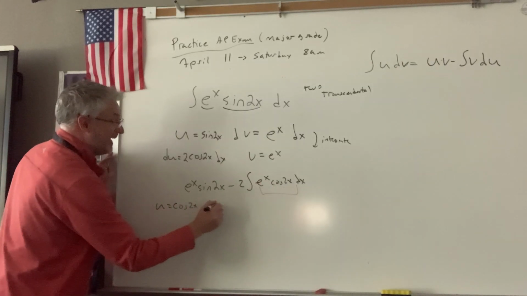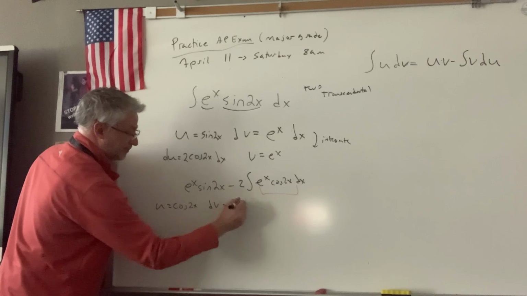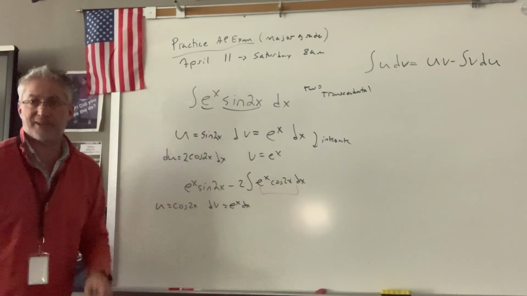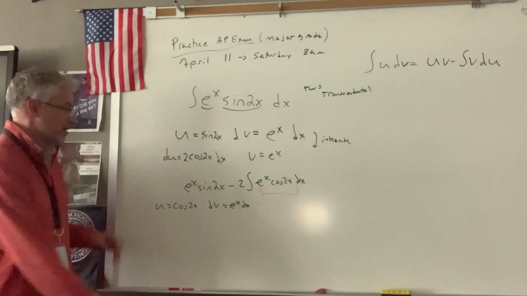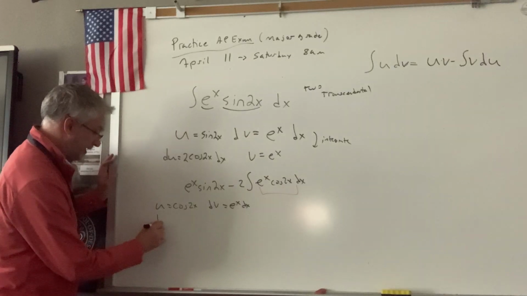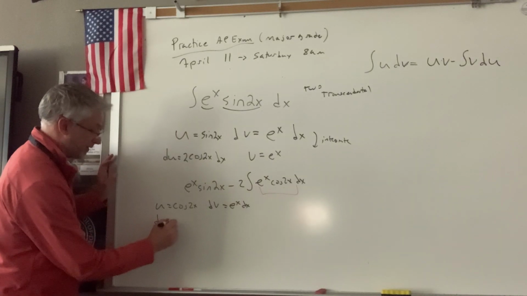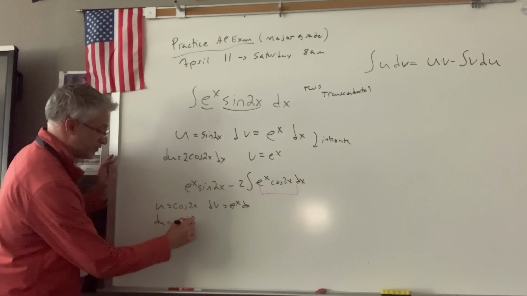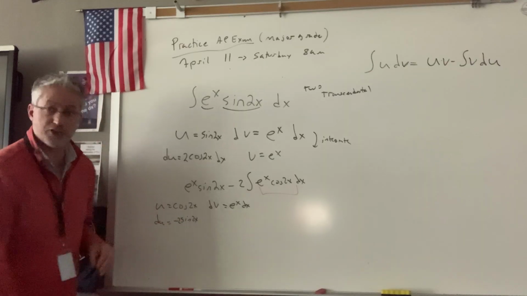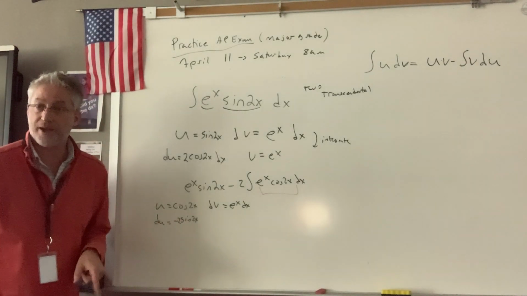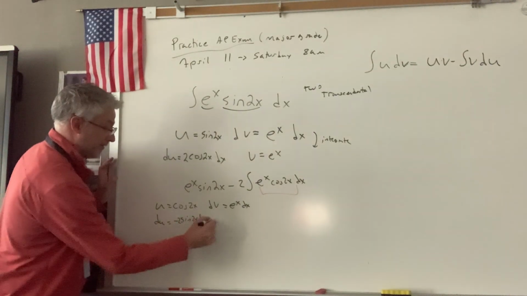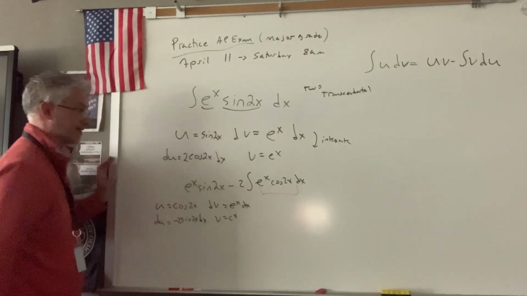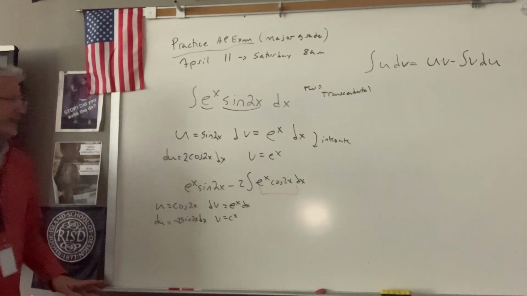My dv is going to be my e to the x. We typically put the dx with there because I'm going to have to integrate it. So to get du, be careful, this becomes negative sine of 2x, again, times 2, chain rule, don't forget the 2 there, and dx. v is still e to the x. All right.